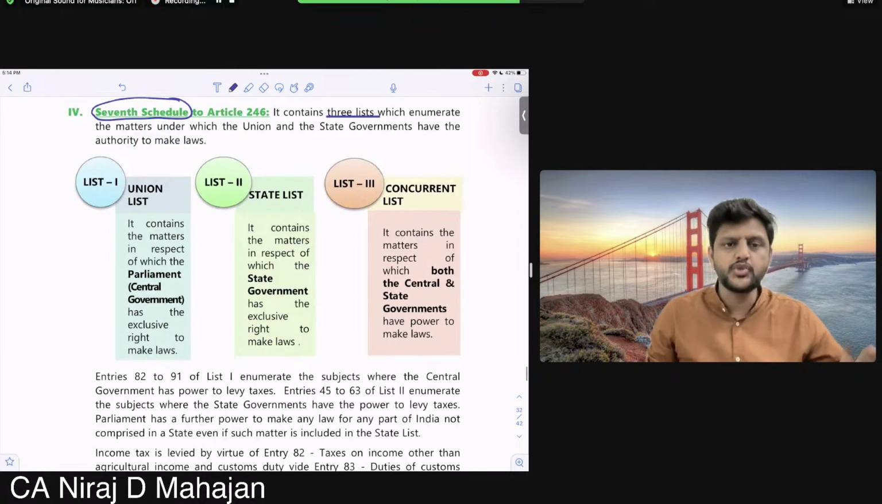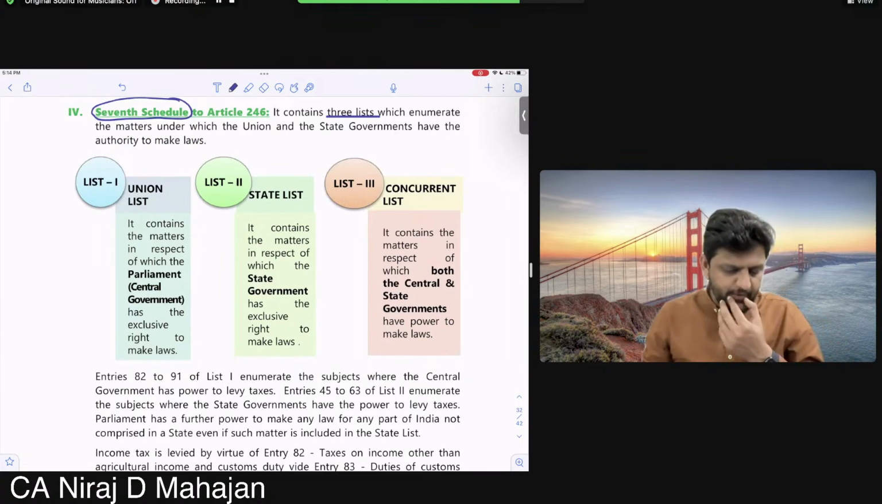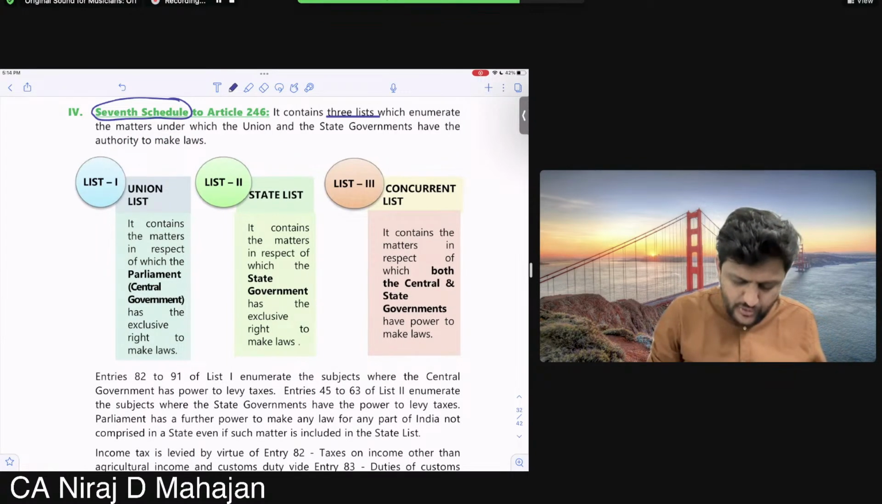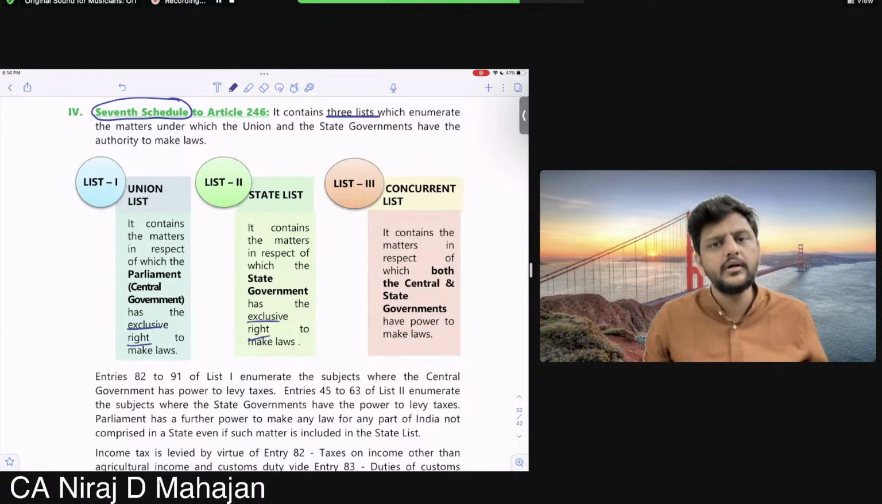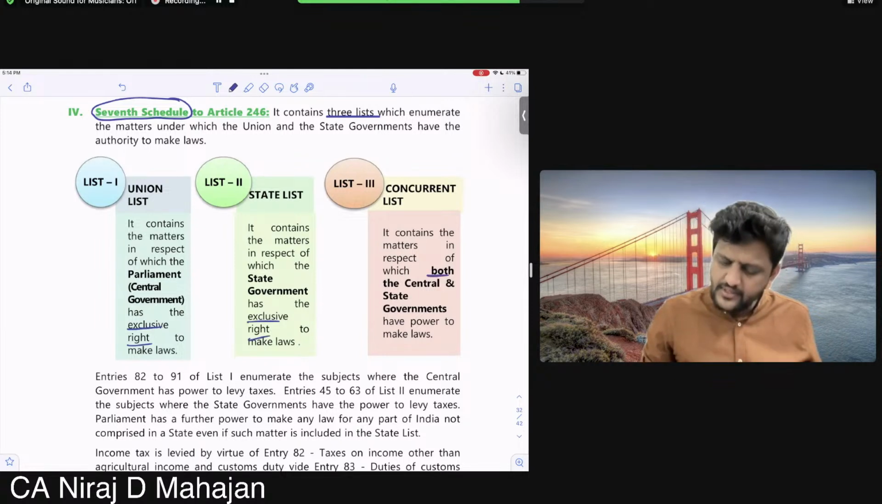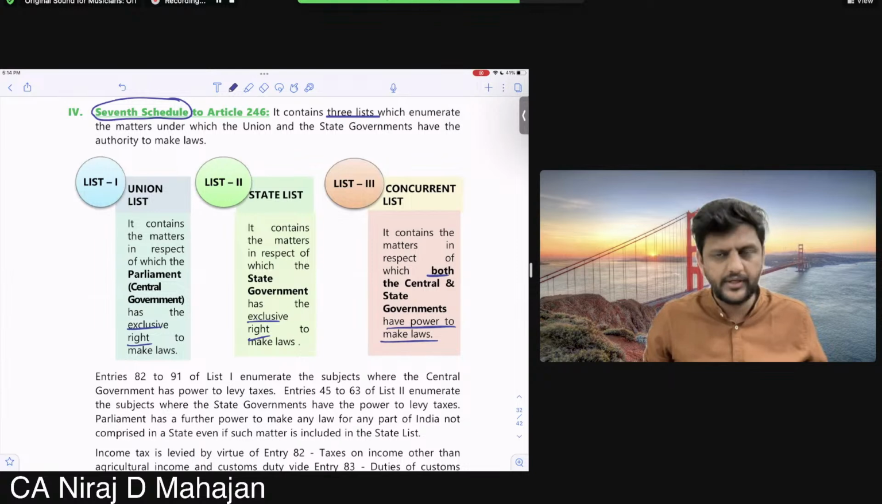List 1, union. It contains matters in respect of which parliament and central government have exclusive right to make laws. In the state list, the state government has exclusive right to make laws. And concurrent, children, both central and state government have powers to make laws. Yes, still here? Correct?